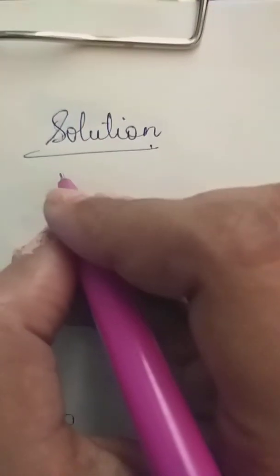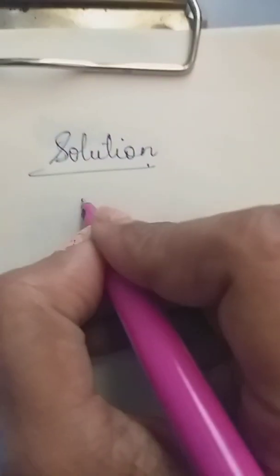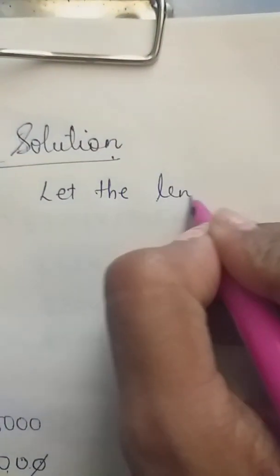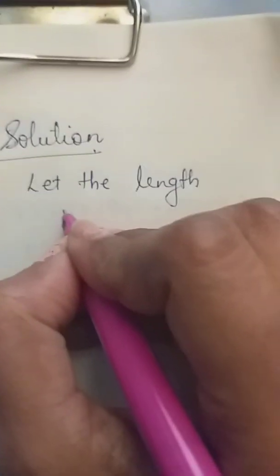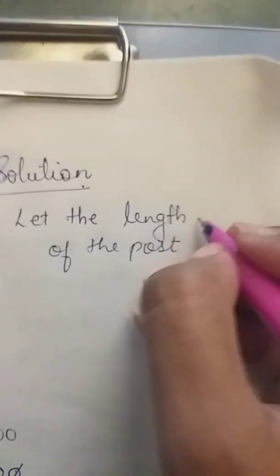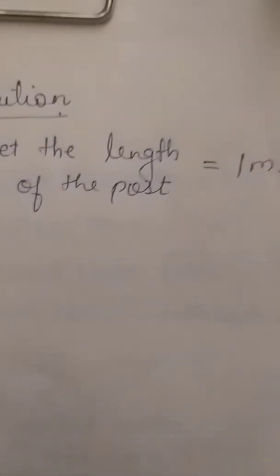Solution. Okay, first we'll write, let the length of the post, that is the lamp post, equal 1 meter. Okay, we have already mentioned that. See, it is written in the note. We always consider the whole number as 1.